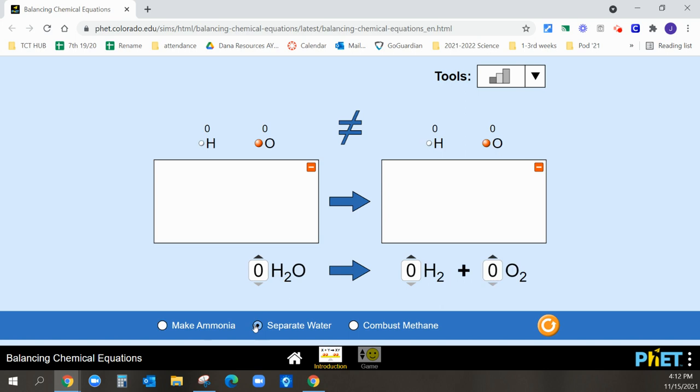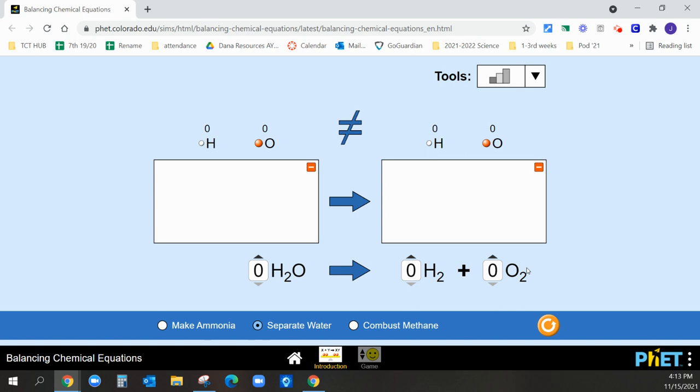I'm going to click on Separate Water. There are your three options. On the left side, I have a molecule known as H2O. That means I have two hydrogen bonded to one oxygen. On the right side of the arrow, I have an elemental molecule known as H2. And remember, that's what the plus sign means. A molecule of O2. Now, what I've got to do is balance the chemical equation.